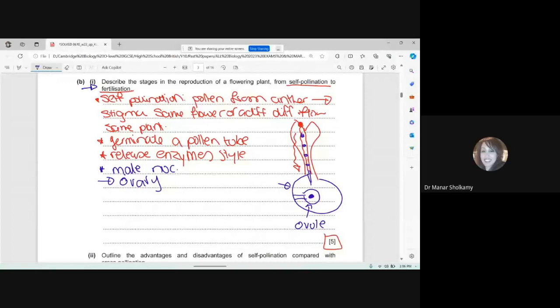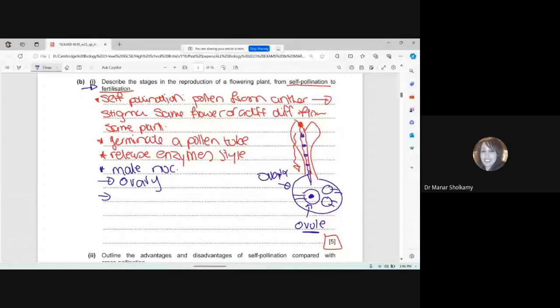Ovary. What is waiting inside the... No, the ovary is the big organ. So the ovary has many ovules, and inside the ovules we have the female nucleus. Okay, so the male nucleus will move down the pollen tube. It will reach the ovary. Inside the ovary, we have many ovules that contain the female nucleus.